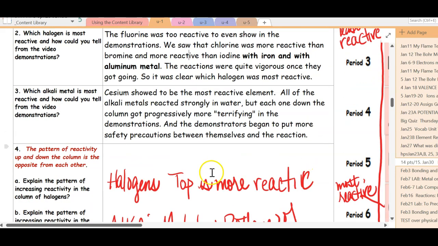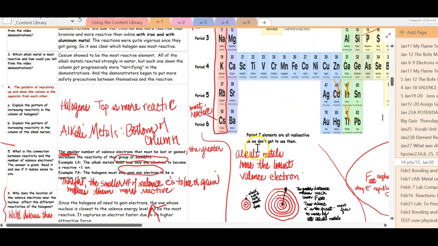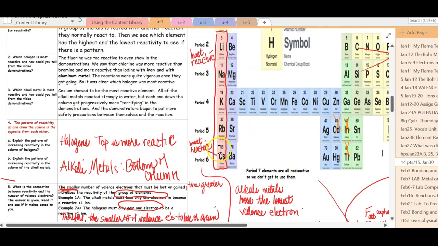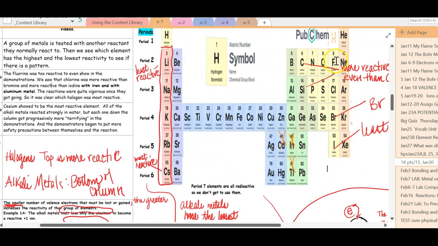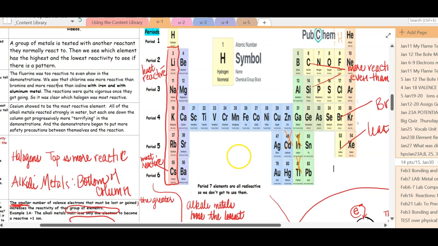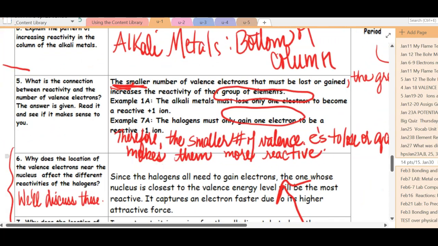All right, the pattern of reactivity up and down the column is the opposite from each other. So, for example, with the halogens, the top is more reactive, fluorine, whereas with the alkali metals, the bottom of the column is more reactive. So cesium is more reactive at the bottom, whereas with the halogens, fluorine at the top is more reactive. So that's kind of an interesting issue, isn't it?